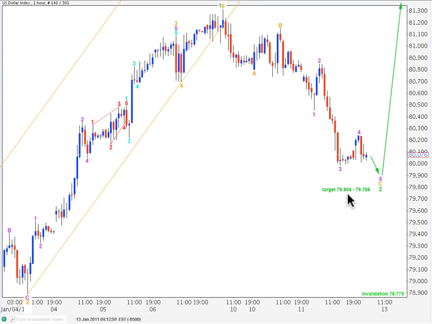At 79.804, wave C orange beginning here will reach 2.618, the length of wave A orange, at 79.706. Wave 5 purple beginning here will reach 0.618, the length of wave 3 purple. So that's my target zone with a 0.618 Fibonacci ratio in the middle of it. So a bit of a cluster there, so I expect this is a pretty high probability that we're going to see in the next few hours a little bit more downwards movement for the dollar somewhere in this zone.